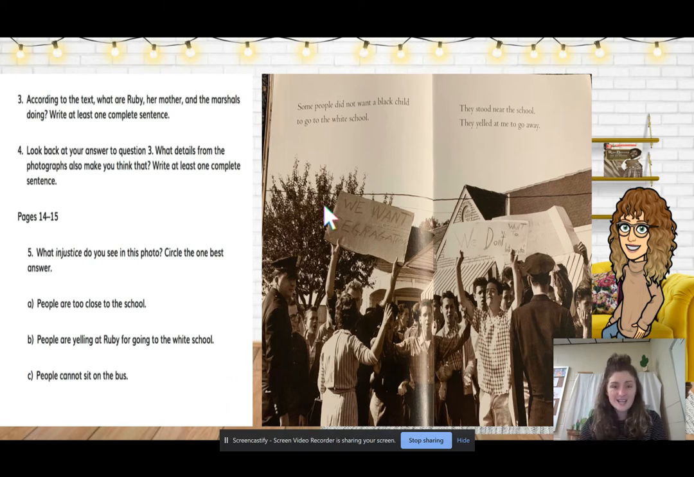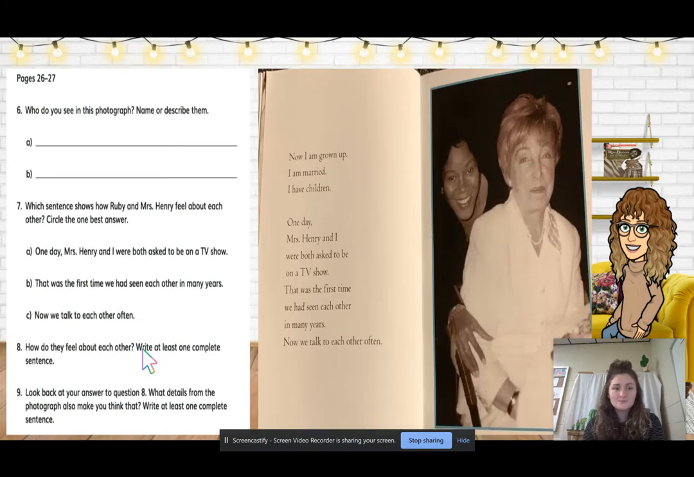So the text tells us some people did not want a black child to go to the white school. They stood near the school. They yelled at me to go away. Look at what they're doing. They're holding up signs: We want segregation. And you can see really closely on their faces that these people are talking. They're not just talking, they are yelling. So B was the best option. People are yelling at Ruby for going to the white school.